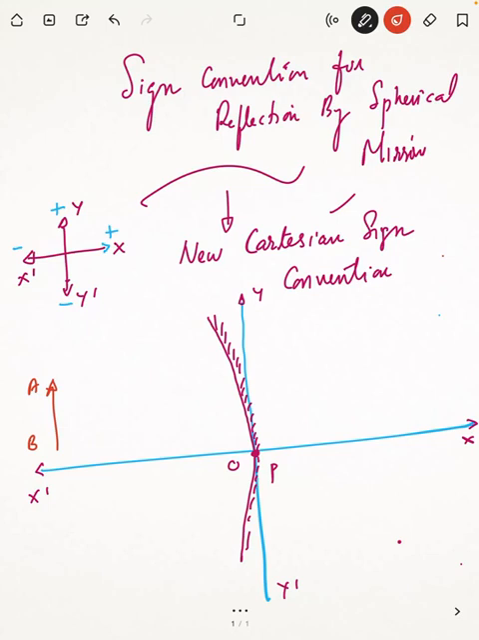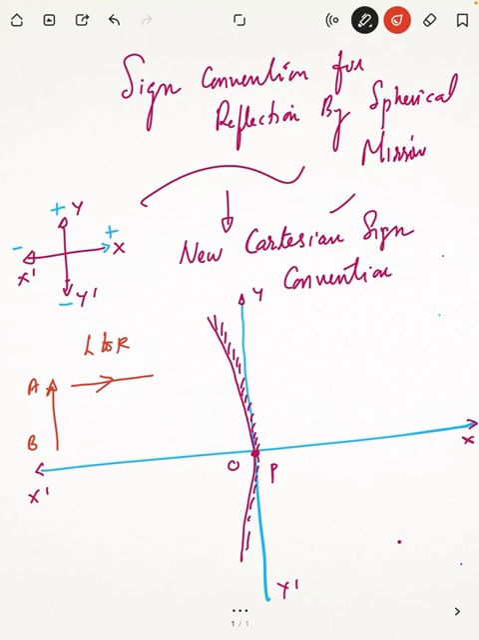And the light ray will come from left side to right side and be incident on the mirror. So these are light rays traveling from left to right. That is the next point. The rays of light are coming from the object, from left to right, and are incident on the mirror in this way.